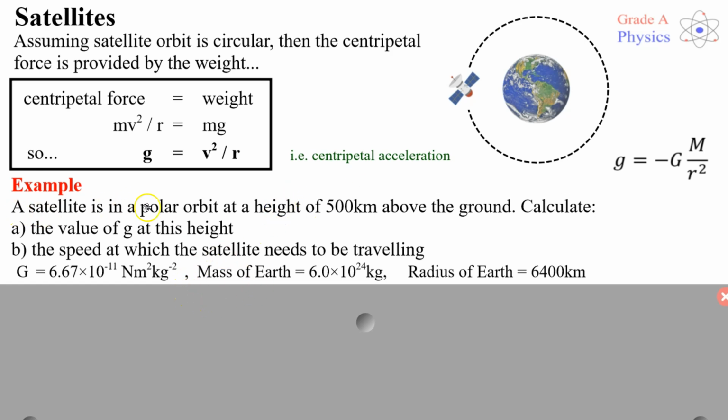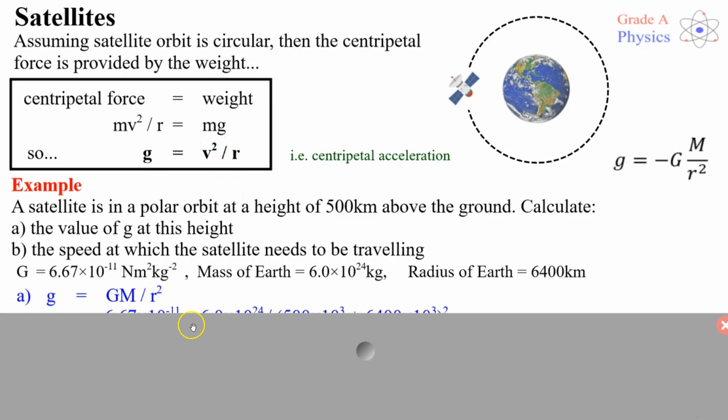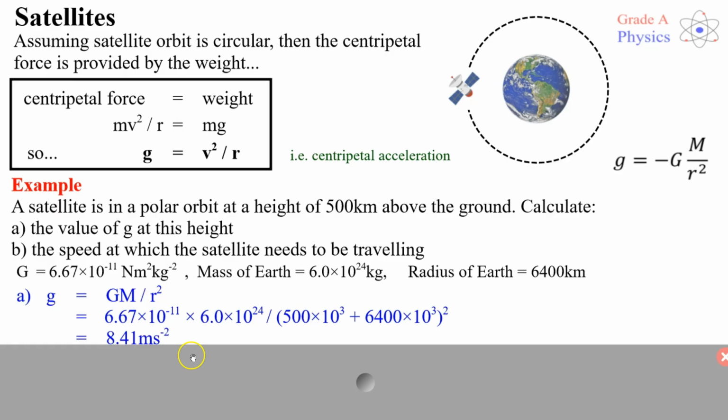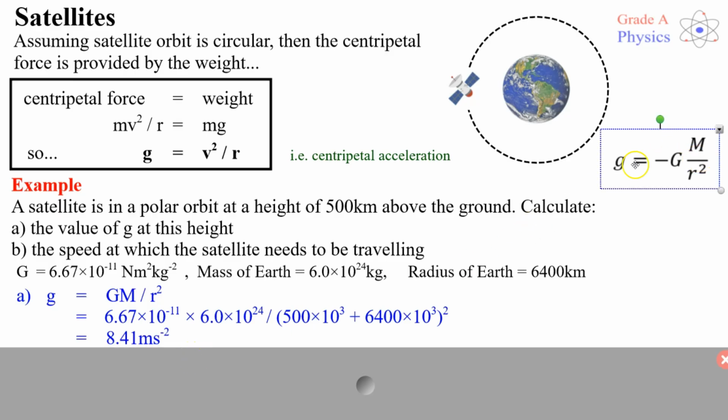So we've got a satellite at a height of 500 kilometres above the ground. First of all, calculate the value of g. So we've got v squared over r. Well, we don't know v, so we're going to have to go to our expression from the previous screen, where we know the mass of the Earth and we know the radius. Now we've got to be careful here. So that will be the radius of the orbit, but that's the radius of the Earth plus the height.